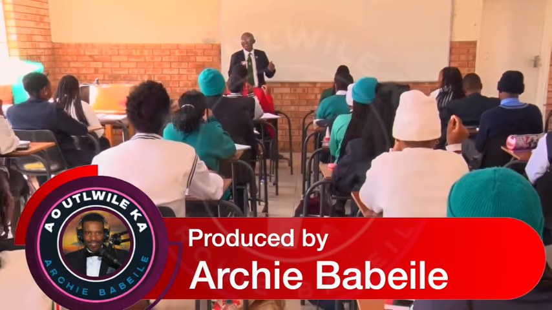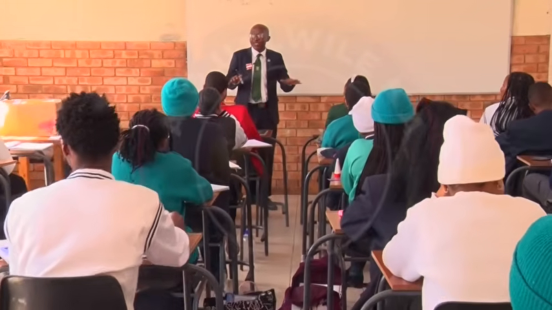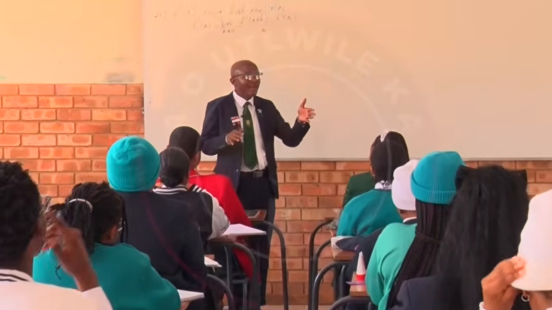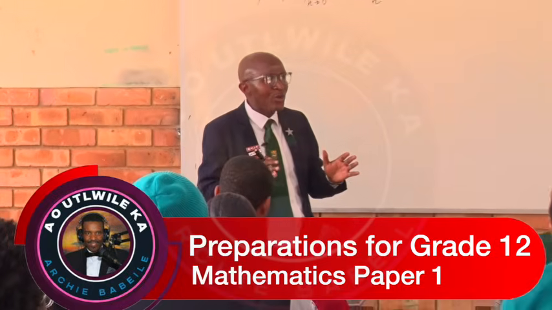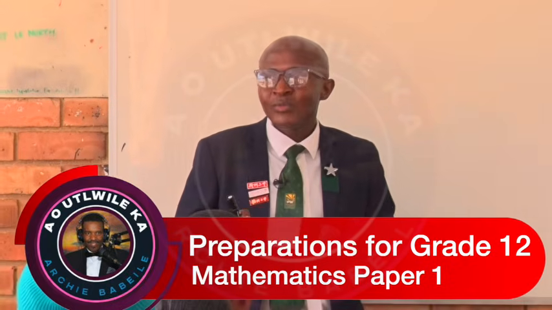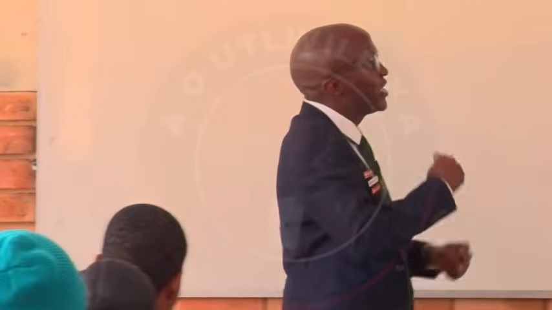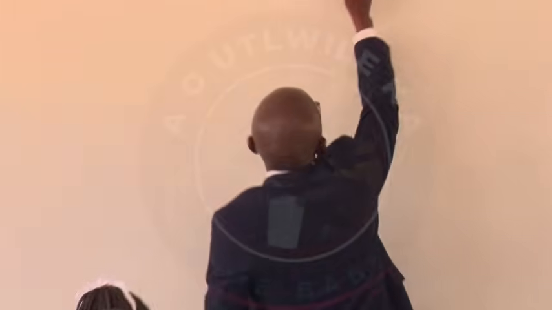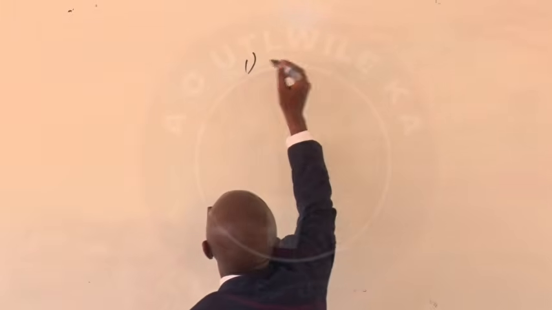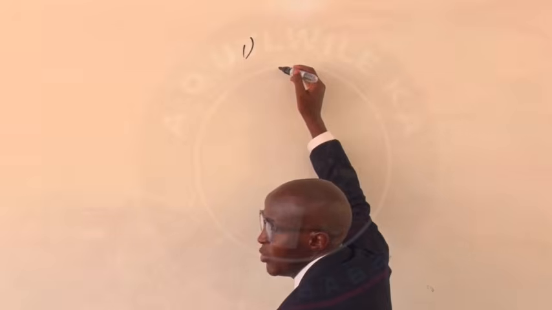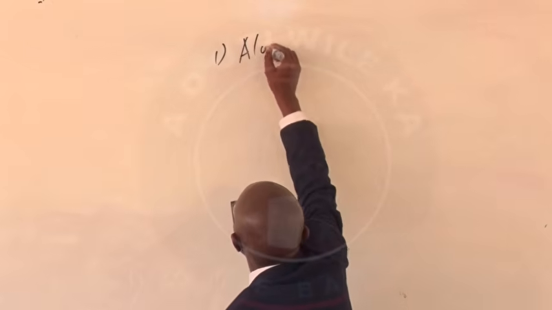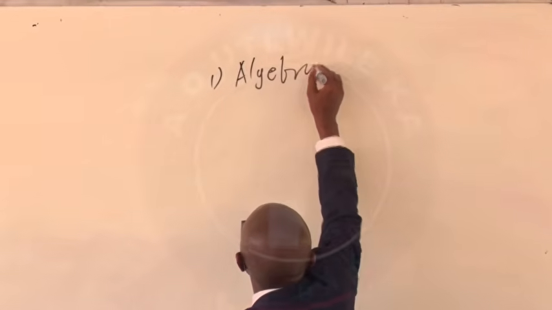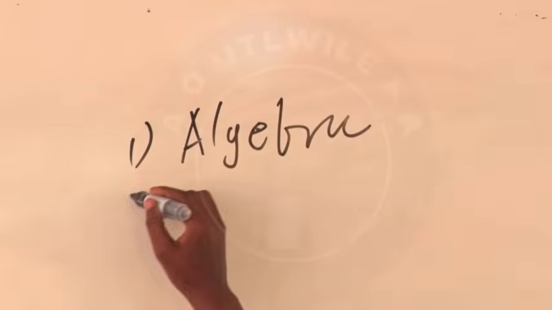So we are here, boys and girls, preparing ourselves for the June exam. What paper are we going to write on Wednesday? Paper 1. Let us quickly list or state the structure of our maths paper 1 in the mid-year. The first one is going to be algebra, which is normal question 1.